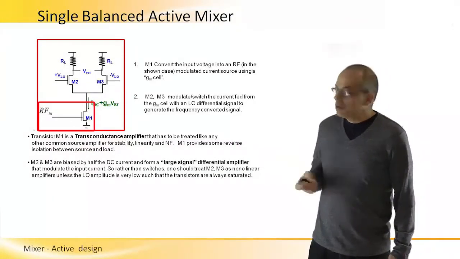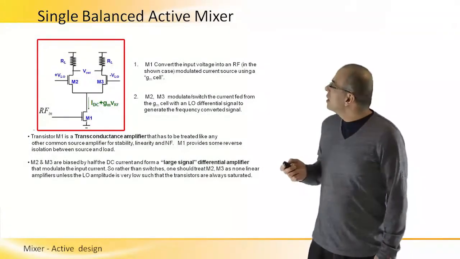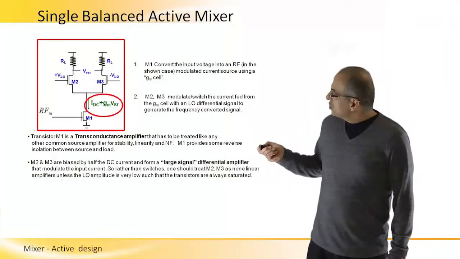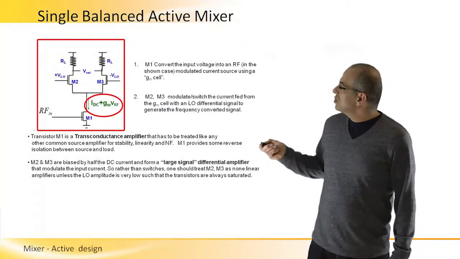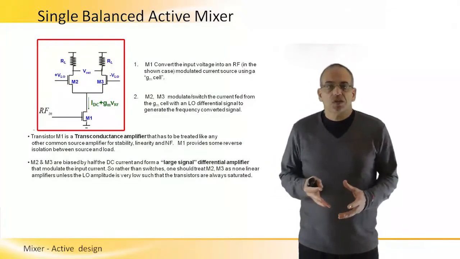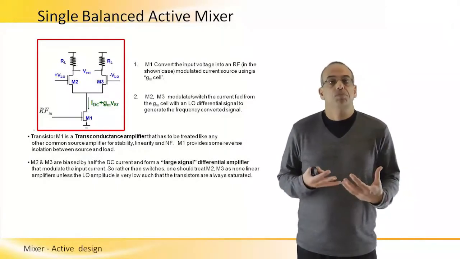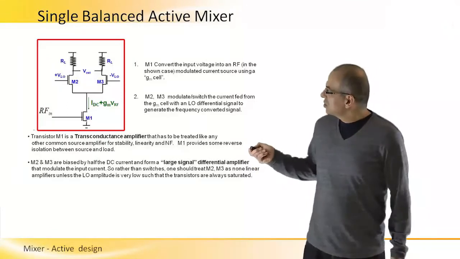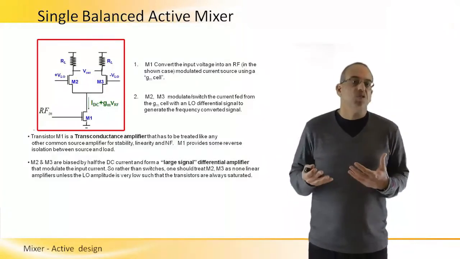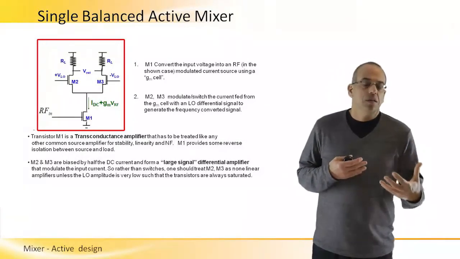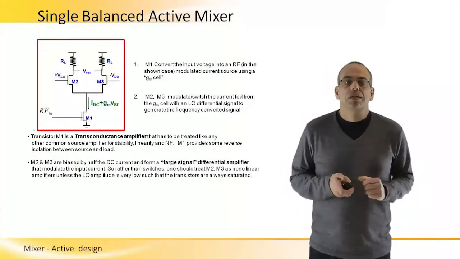So M1, as we met when we talked about amplifiers, is basically a transconductance amplifier, and the output current of this M1 amplifier is really fed into M2 and M3, which in this case act as modulators, not necessarily switches as used to be with passive mixers, but let's treat them as modulators, which could be switches part of the time, but more like large signal amplifiers at other times.